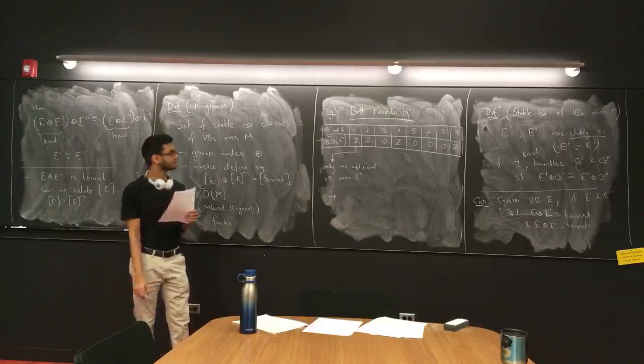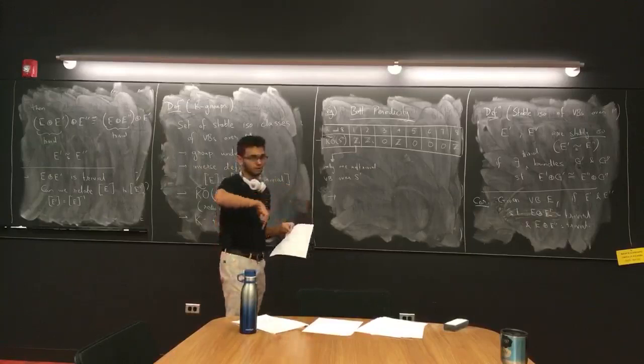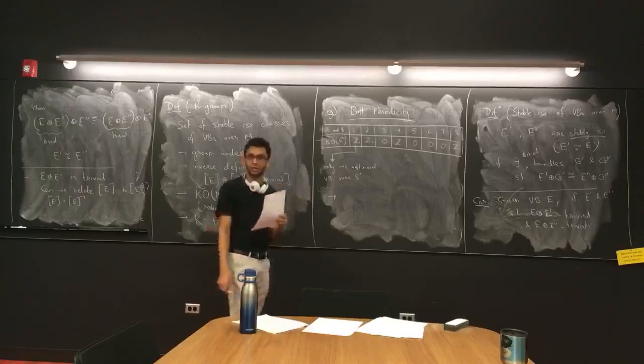Pretty much. Because you can cover the circle with those three patches, and the transition functions just turn out to depend on just three different choices. No, just the trivial group.